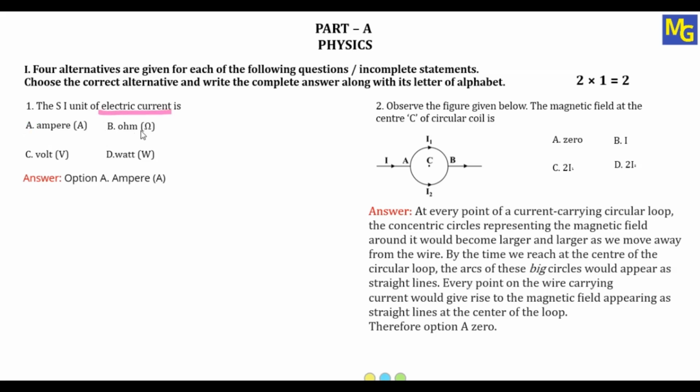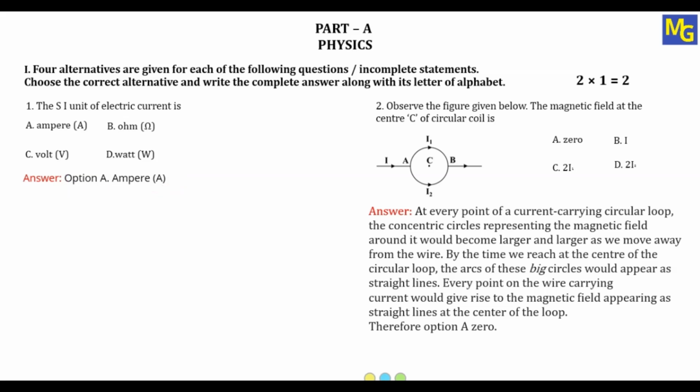Option B, ohm, is the unit of resistance. Option C, volt, is the unit of voltage. And option D, watt, is the unit of power. In our question, they have asked about electric current, and therefore the correct answer is option A, ampere. As they have told, I have written here option A, and the answer is ampere. Remember, like this only you have to write your answer. You have to write the alphabet and you have to write the complete answer. So this was question 1.